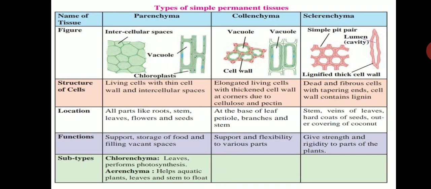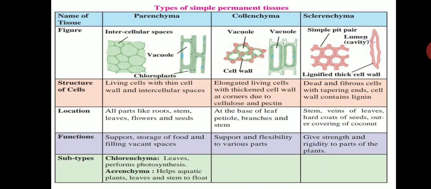In case of collenchyma, these cells are elongated. These cells are also living cells, but the cell wall is thickened at the corners because of deposition of cellulose and pectin.